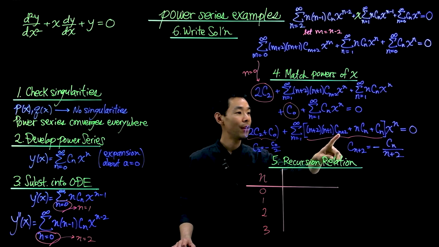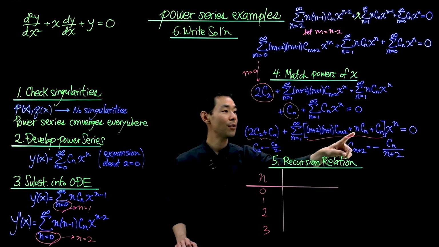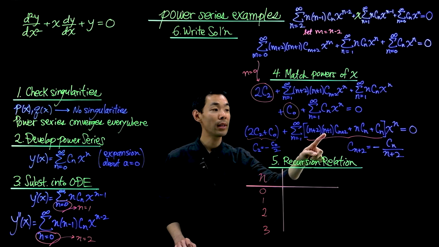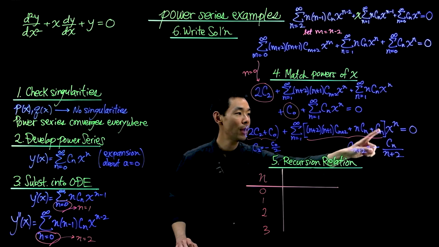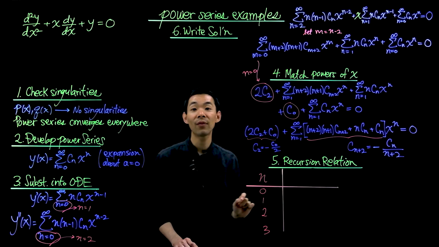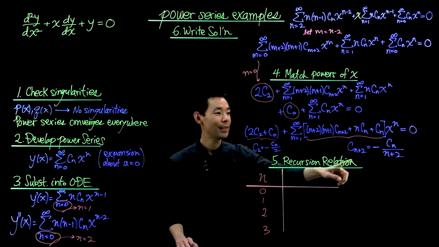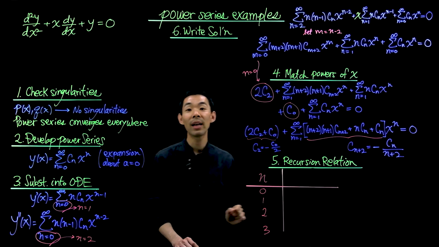Now, if we have this, we're going to solve for cn plus 2 as a function of cn. So this goes to the right-hand side, the n plus 1 cancels. Because of n plus 1 here, we also have an n plus 1 here that we can factor out after factoring out c sub n. And therefore, all you're left with is Cn plus 2 is equal to the negative of Cn divided by n plus 2.